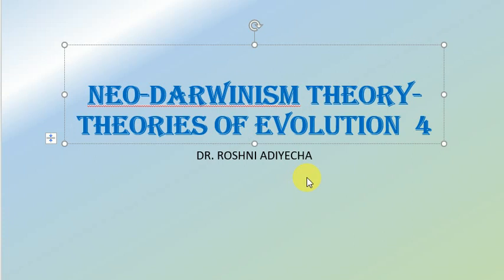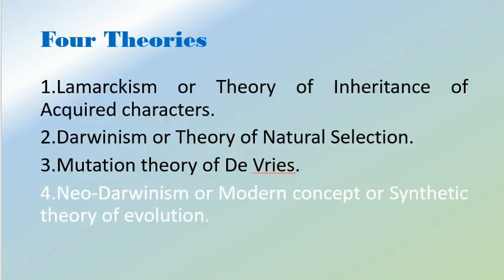In today's lecture, we will study Neo-Darwinism theory, and that is the last and fourth theory of evolution. In earlier lectures, we have studied the first three theories, that is Lamarckism, Darwinism theory, and mutation theory of De Vries. And in this video, I'll be discussing Neo-Darwinism theory.